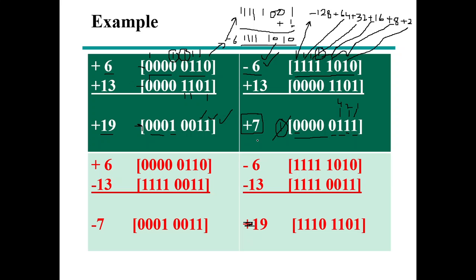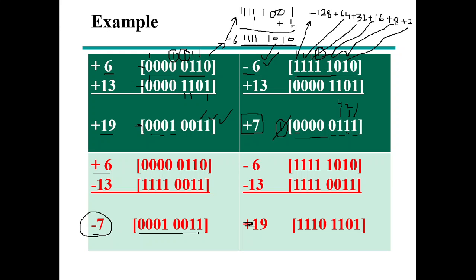Now let us look at this, the other possibility. We can have a situation where we would like to add plus 6 with minus 13. In this case, the answer would be minus 7. This does not seem correct. Let us see what the problem with it is. So this is not correct. Let us correct it.